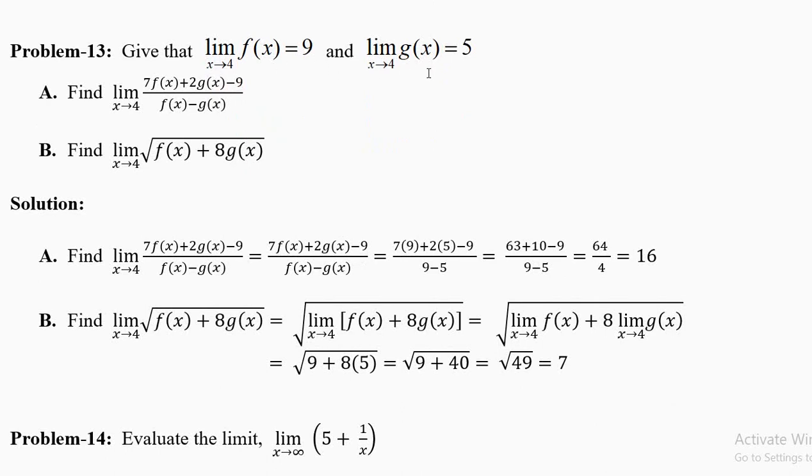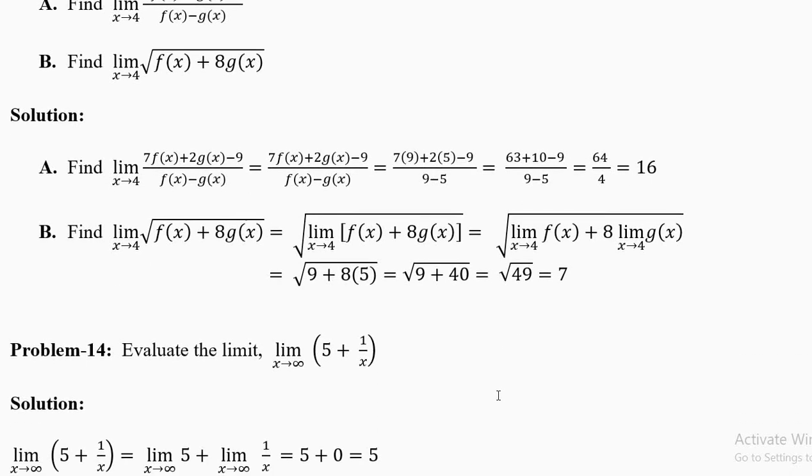Limit f is 9, limit g is 5, x going to 4, x going to 4 in the questions all over the place. Now what is it? 7f plus 2g minus 9 divided by f minus g. Now do the limit separately. 7f, 7 into 9 plus 2g, 2 into 5 minus 9. 7 into 9 is 63, 2 into 5 is 10, minus 9. 63 plus 10, 73 minus 9 is 64. 9 minus 5 is 4, 64 divided by 4 is 16.